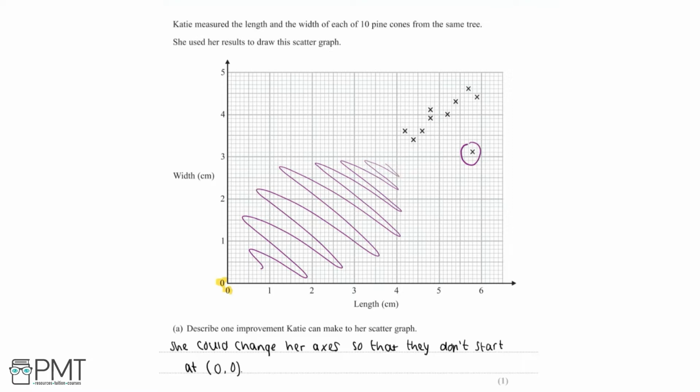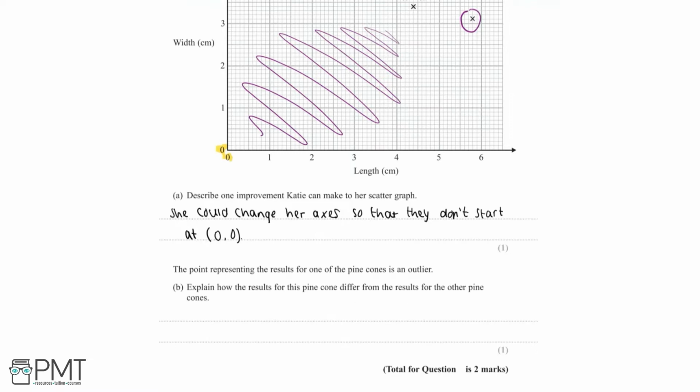Now looking at the general trend of the graph, as the length increases, so does the width. And so for the outlier, we would expect its width to be a lot higher than it actually is. And so the answer to part B is that the outlier pine cone has a very short width for its length. And so these two statements in part A and part B will allow us to get the full 2 marks needed in this question.